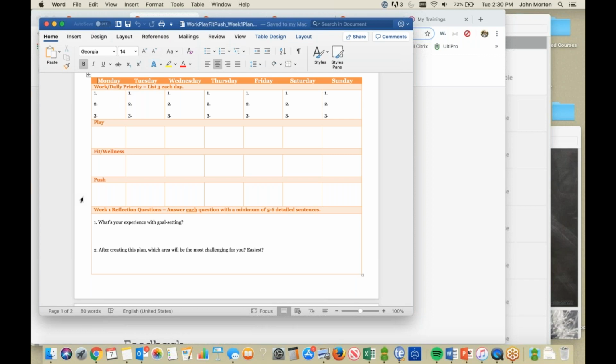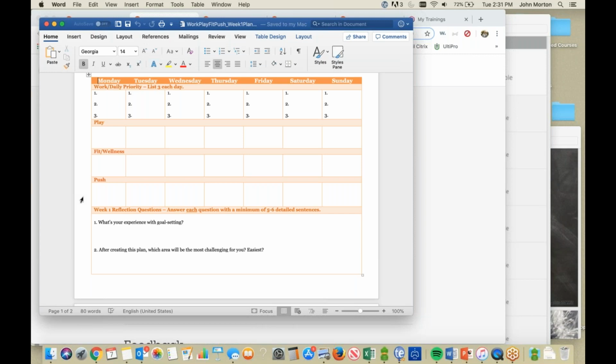So question 1, what's your experience with goal setting? Tell us about that. Have you ever set a goal before? What did that look like? If you haven't set a goal, why haven't you set goals before? What's kept you from that? Tell me a little bit more. Whatever you have to say, tell me something there. Don't just say, I set a goal and I did it, and that's it. We're looking for a slightly more in-depth answer. We're going 5 to 6 sentences, so keep that in mind.